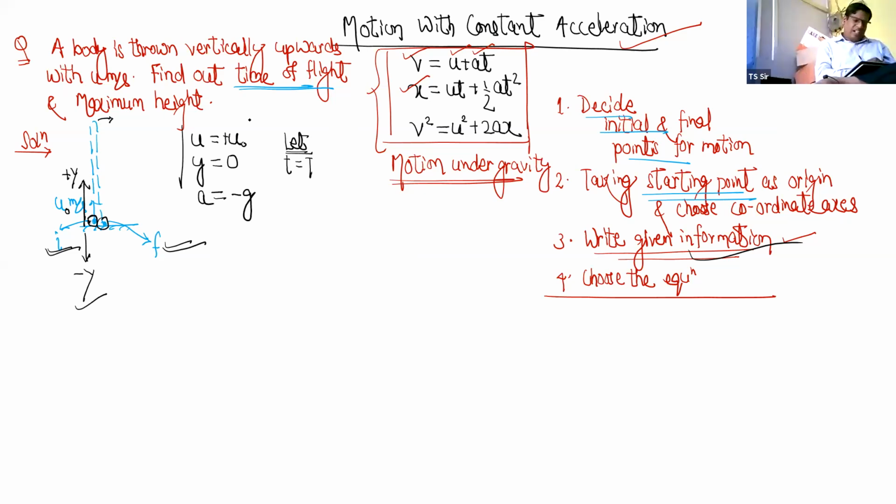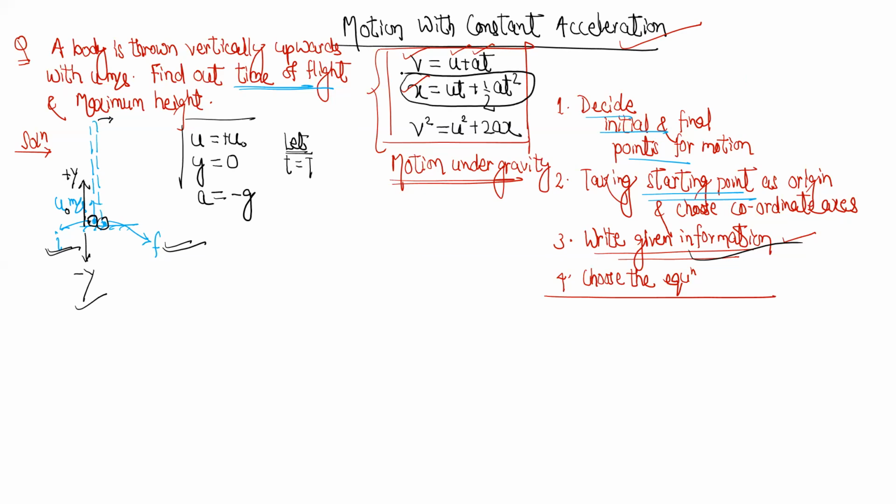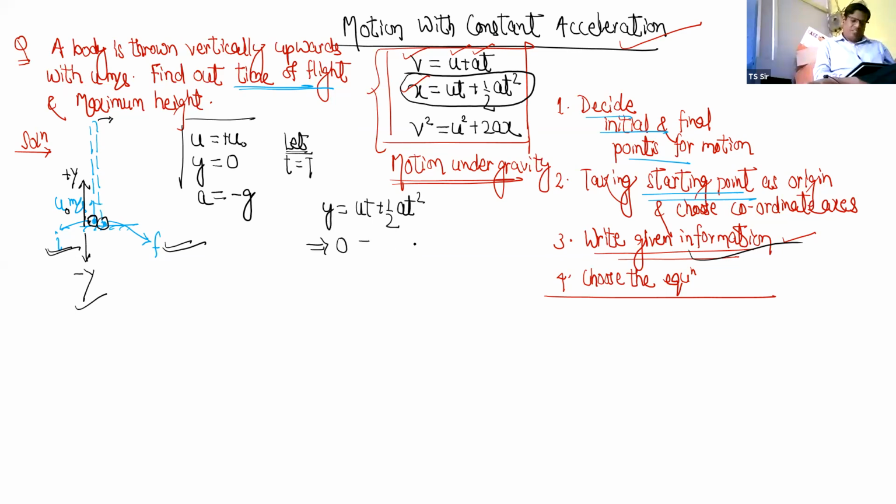So what do we have here? Look at here. We have u, t, y, a. So which formula has all these things? The second formula. Here I am writing y instead of x because the motion is happening in the y direction. So my formula is y equal to ut plus half at square. Put the values. y, let me put as 0. u, let me put as u naught. t plus half minus g into t square. So t comes out to be 2 u naught by g. Now remember this for all time.